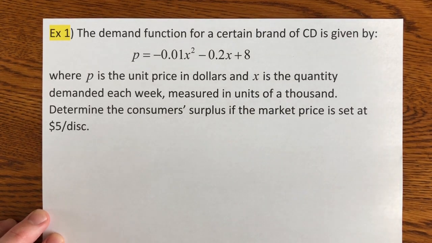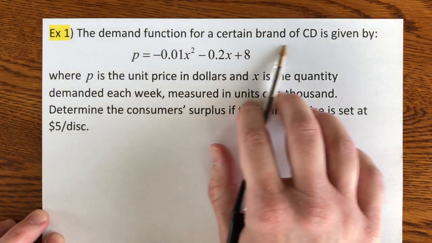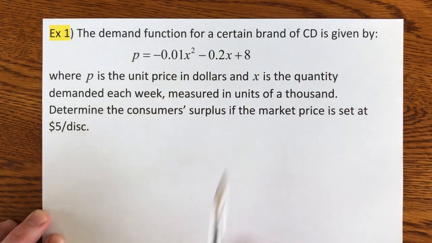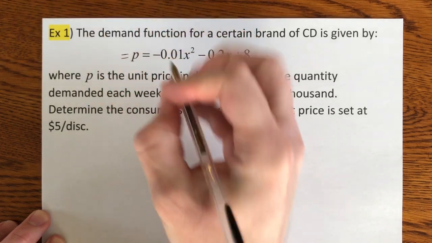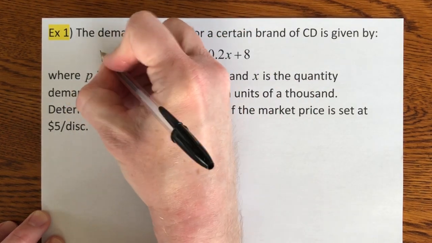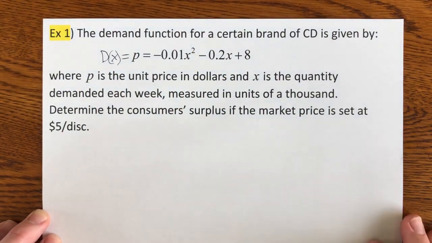Example number 1. The demand function for a certain brand of CD is given by this. Now you guys, I don't even know if you know what a CD is, but anyway, it's a little bit old school here, but we can still work with it. So this is our demand function. Let's go ahead and make this d of x.